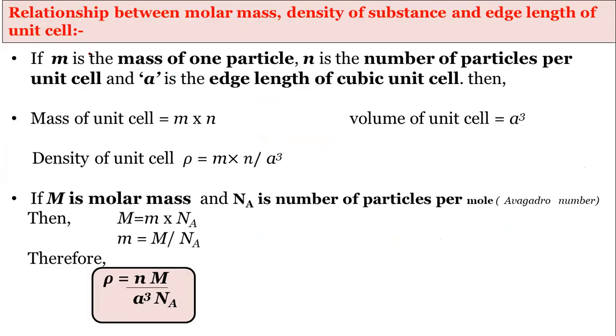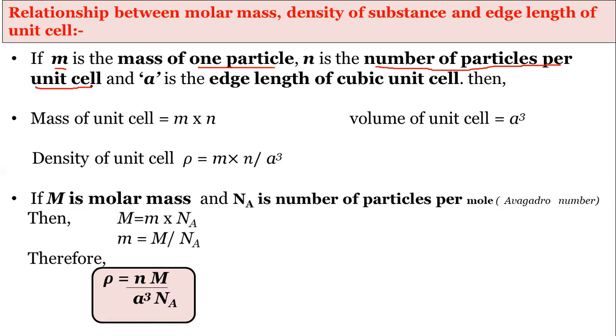Again I am coming to the relation between molar mass, density of the substance, and edge length of the unit cell. Suppose if m, small m, is the mass of one particle. Remember, if small m is the mass of one particle, I am talking about only one particle, not the unit cell. If small m is the mass of only one particle and small n is the number of particles per unit cell. So these number of particles, now we are familiar with these number of particles in unit cell.